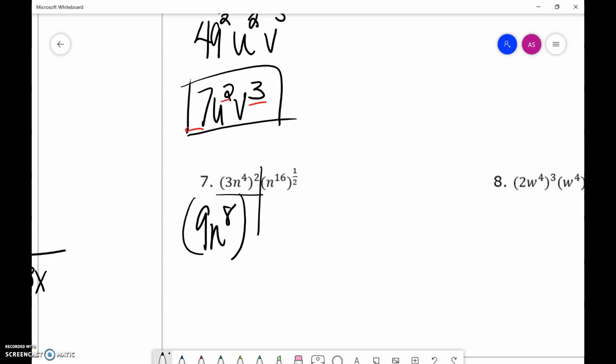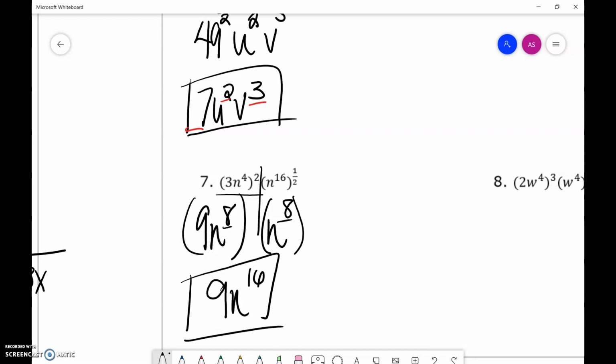Then this second part, I'm doing 16 times 1/2, which will give me n to the 8th power. From here, I'm just going to multiply. So I have 9. I'm multiplying my coefficient. So 9 times 1 is 9. And then I have 8 plus 8 is 16. So my final answer is 9n to the 16th power.